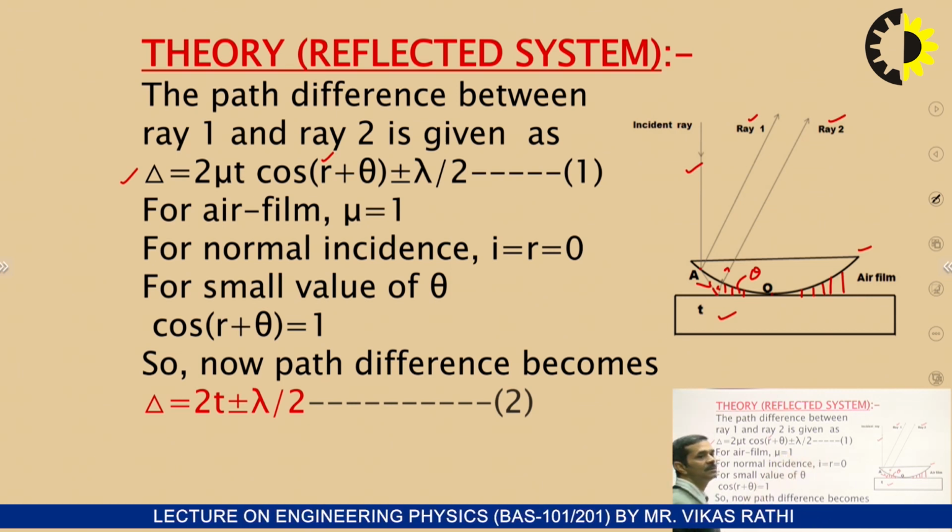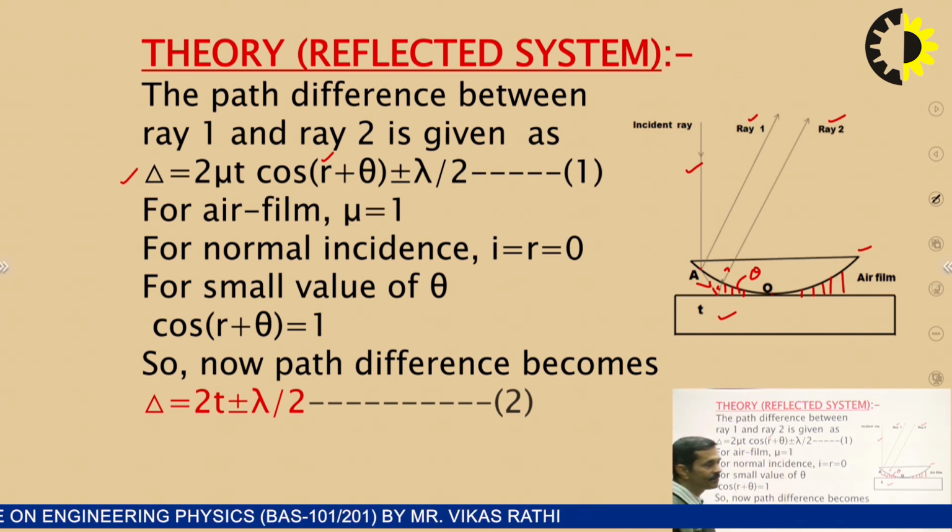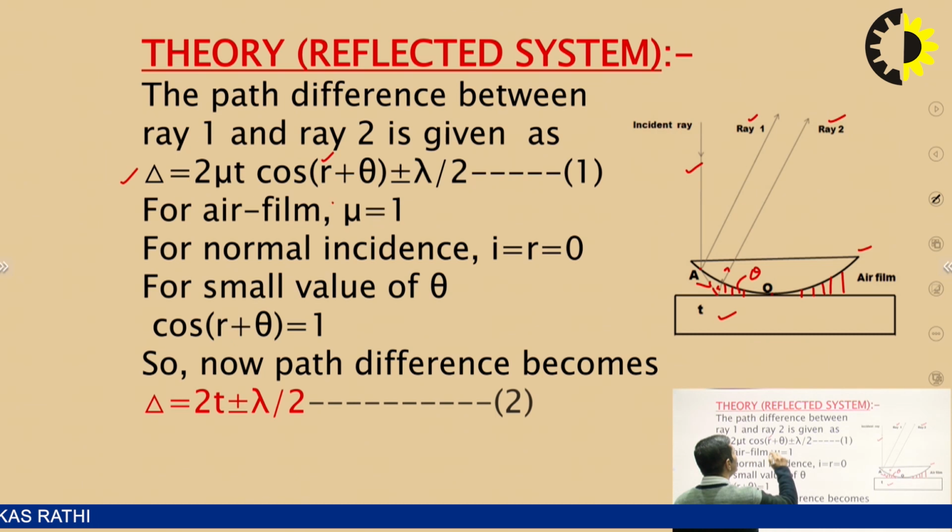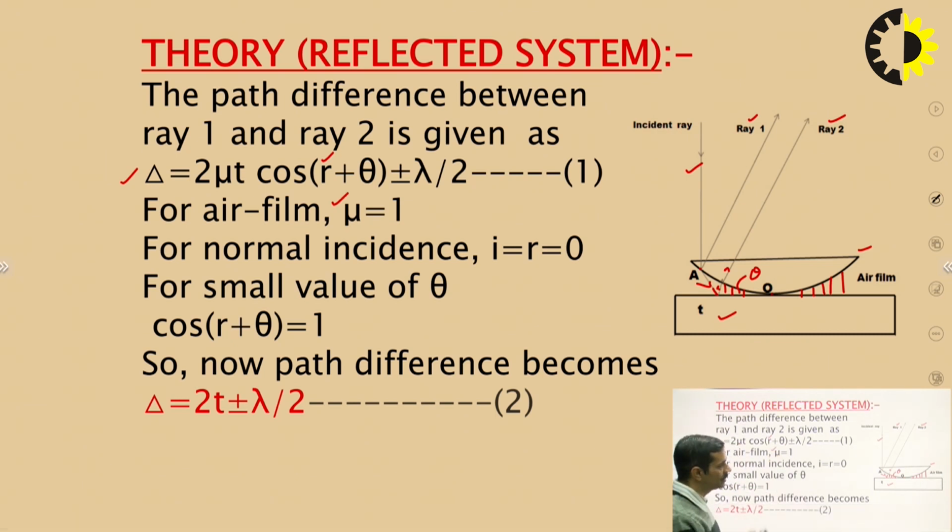Lambda is the wavelength of the incident light source. T is the thickness at the point of incidence, and mu is the refractive index of the film. Now, for our case, because the film is formed in air, we take the refractive index of the film as 1. That means here we put mu equal to 1.